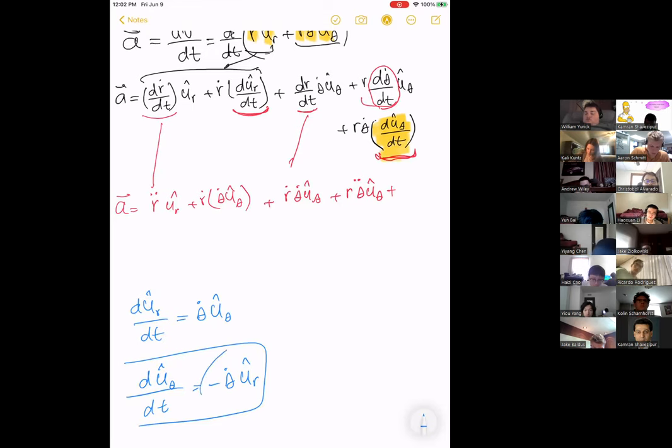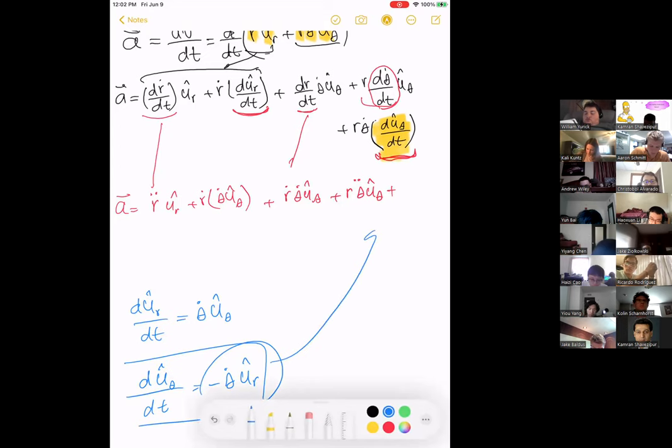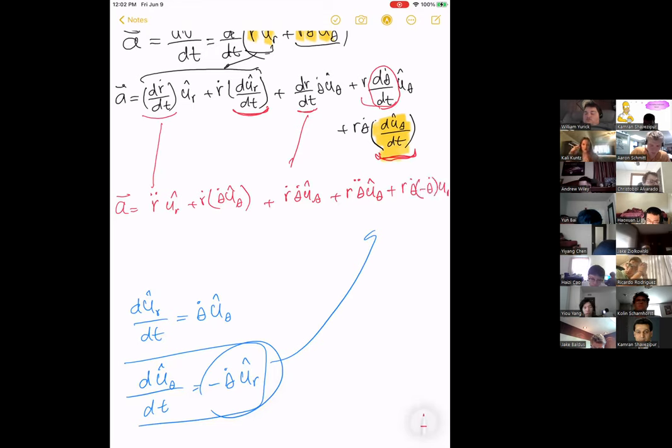But that's it. So if I substitute this here for the last term, I'm gonna get r theta dot times minus theta dot ur. This is gonna be your acceleration. It looks a little ugly or long. Any question about this red equation? We're good?